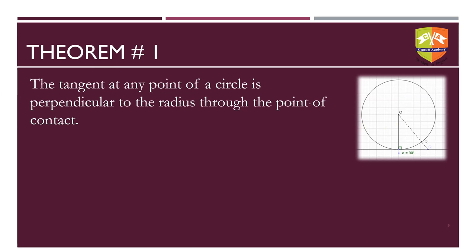Okay, so this is called normal. This one, OP, is normal. What is it saying? The tangent at any point of a circle. So you can see PQ is a tangent here. And they are saying that it will be perpendicular to the radius through the point of contact. Okay, so OP, you have to prove.